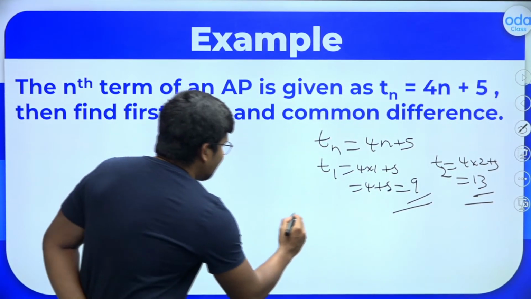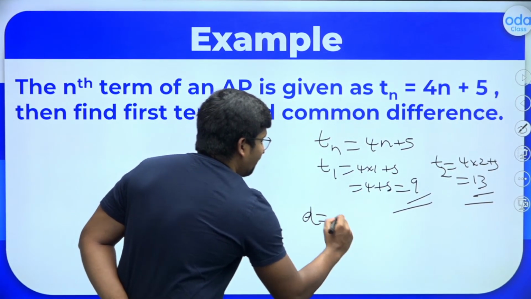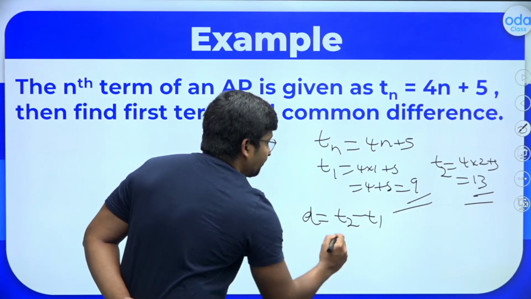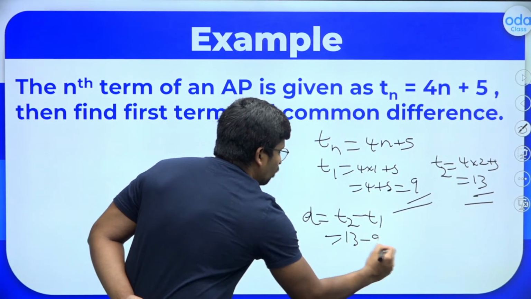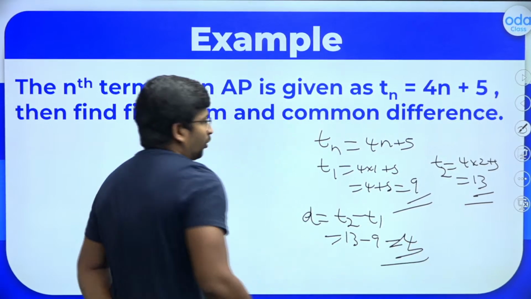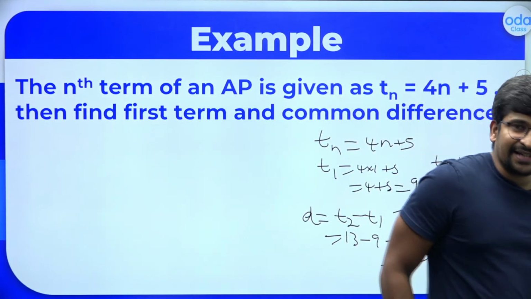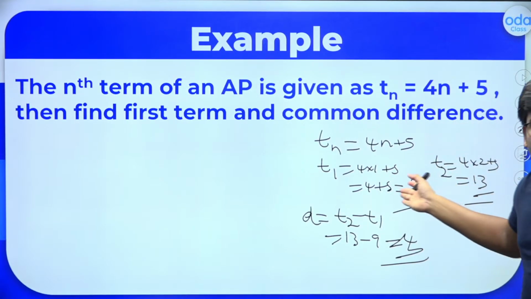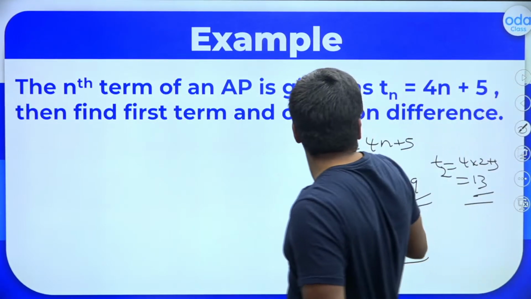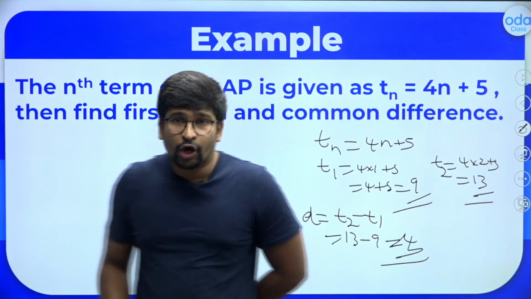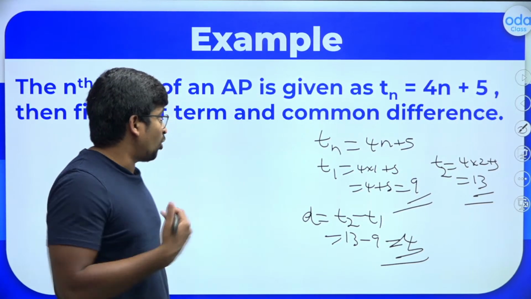Correct? So what is the common difference? The common difference will be the second term minus the first term, which is 13 minus 9, which is 4. Is it clear to all of you? So the common difference is 4, and the first term is 9 here. Is it clear how we have figured out the first term and common difference?